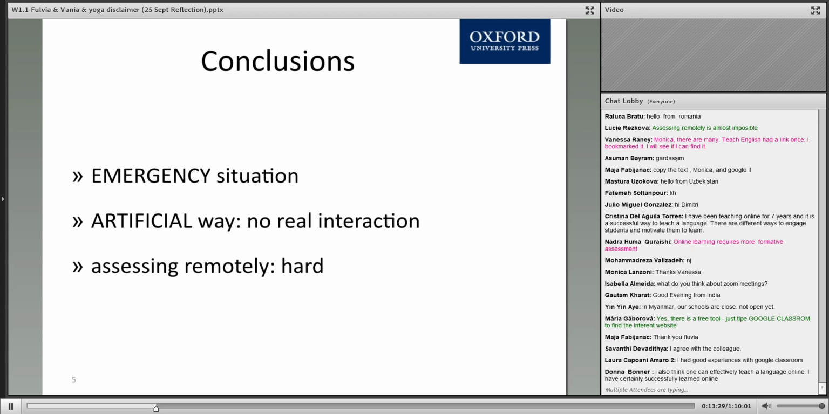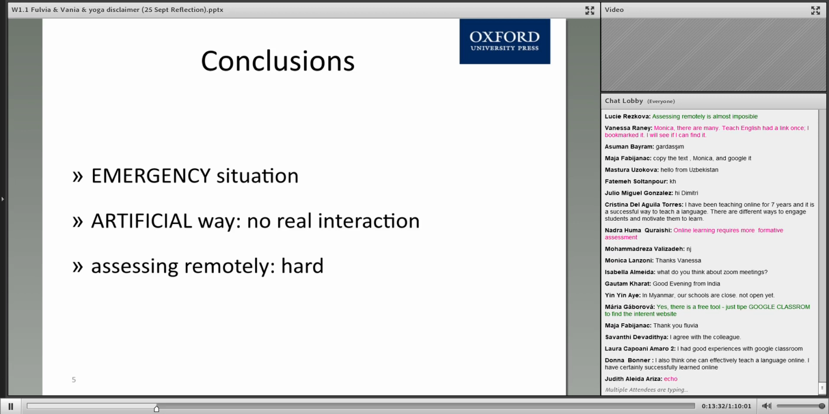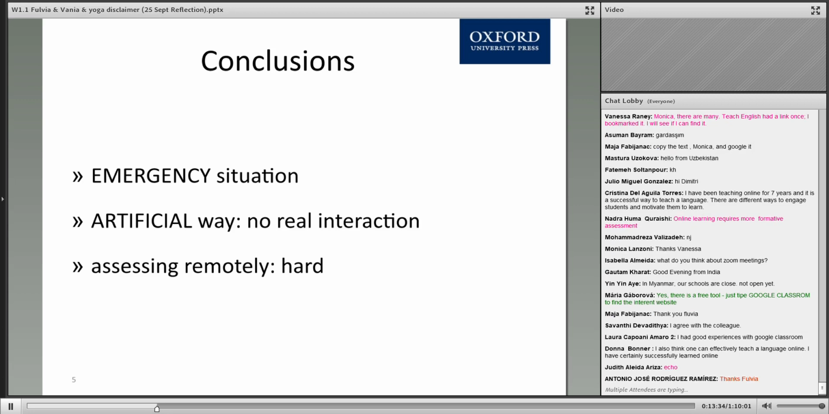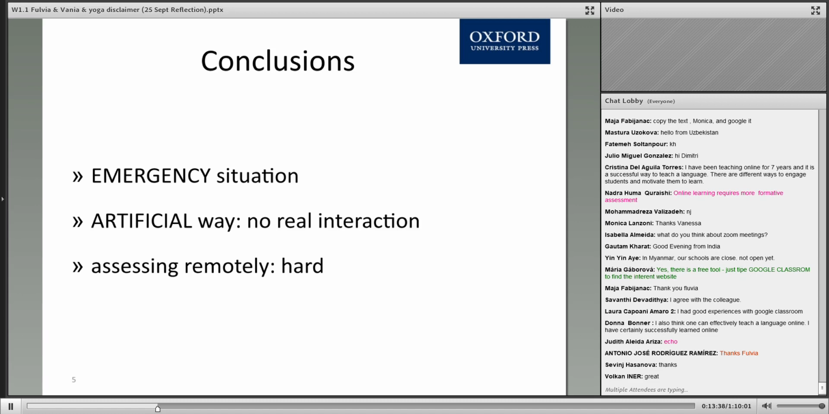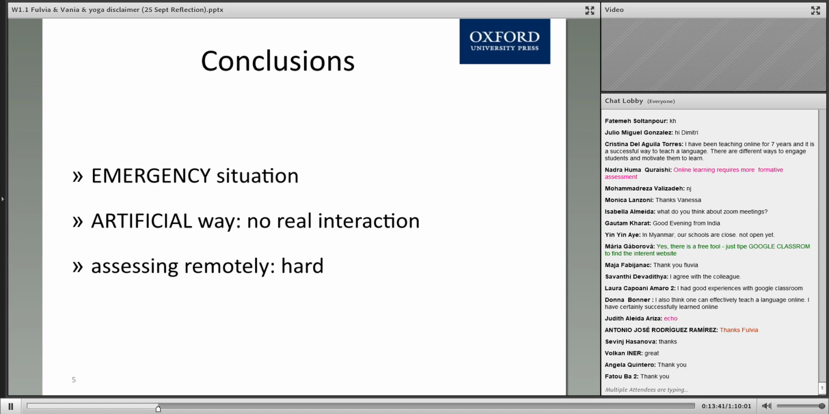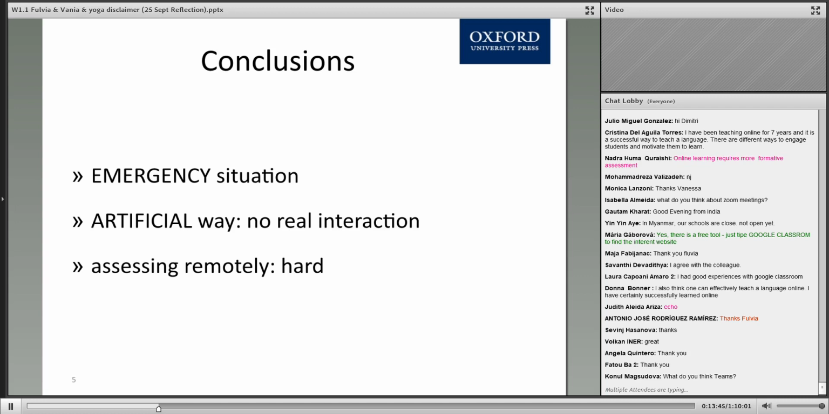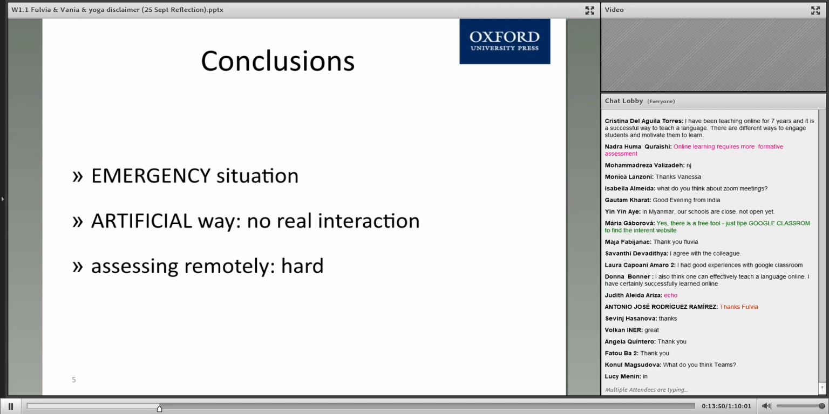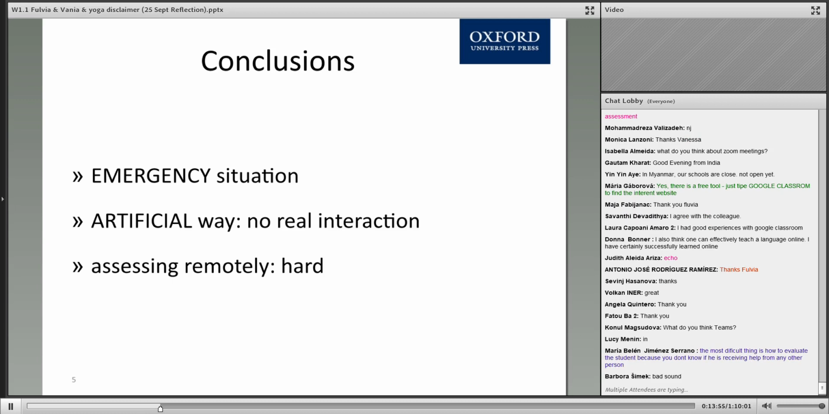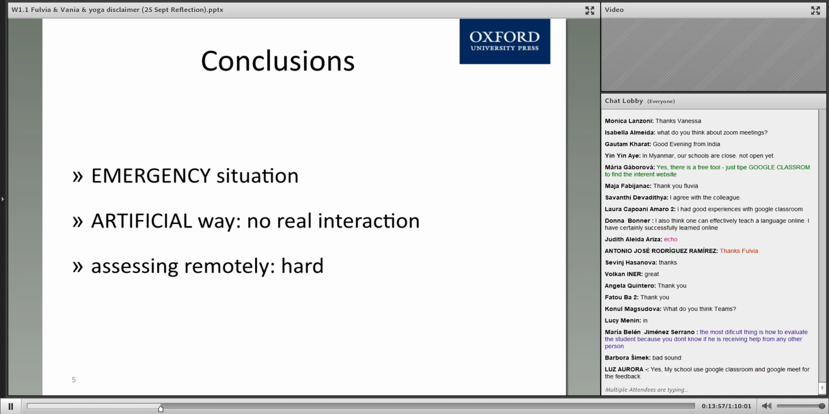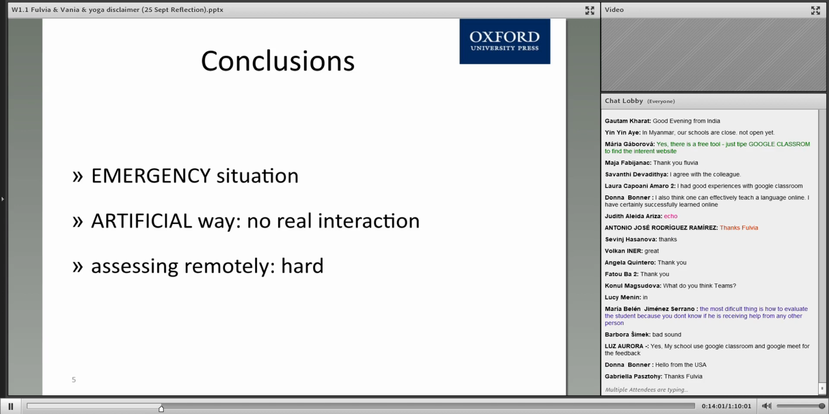I have one question from Vanessa. Can we use originality reports with the free version or only with the paid version? I'm going to repeat the question. It's from Vanessa. Can we use originality reports with the free version or only with the paid version?